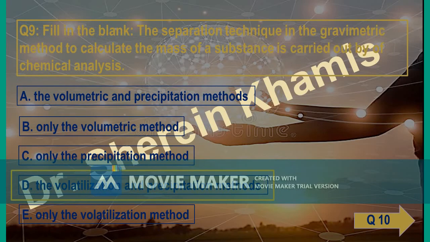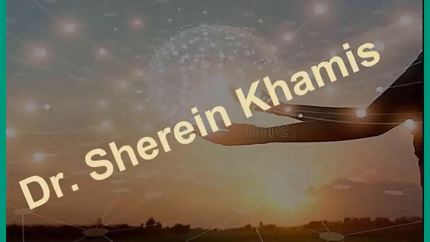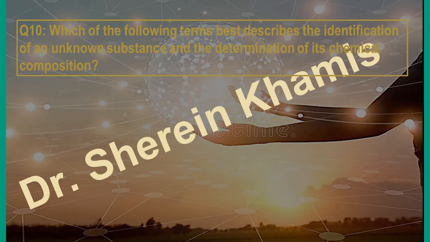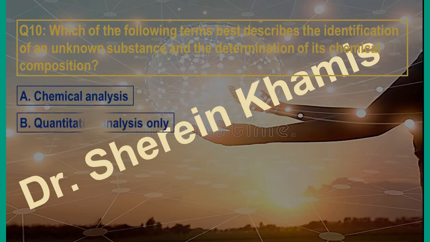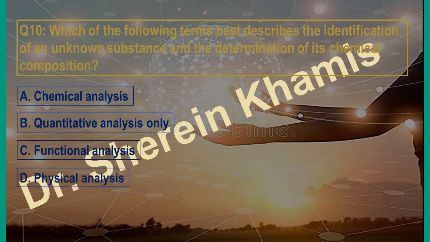The last question of this group. Question number 10. Which of the following terms best describes the identification of an unknown substance and determination of its chemical composition? We want to know which kind of substance. Chemical analysis, quantitative analysis only, functional analysis, physical analysis, and qualitative analysis only.